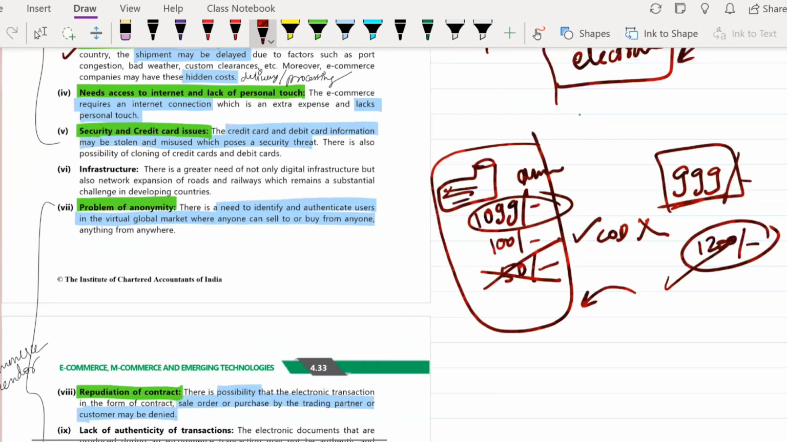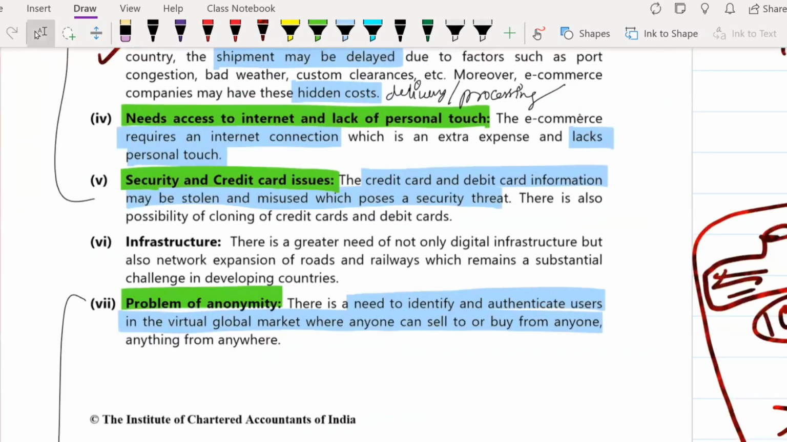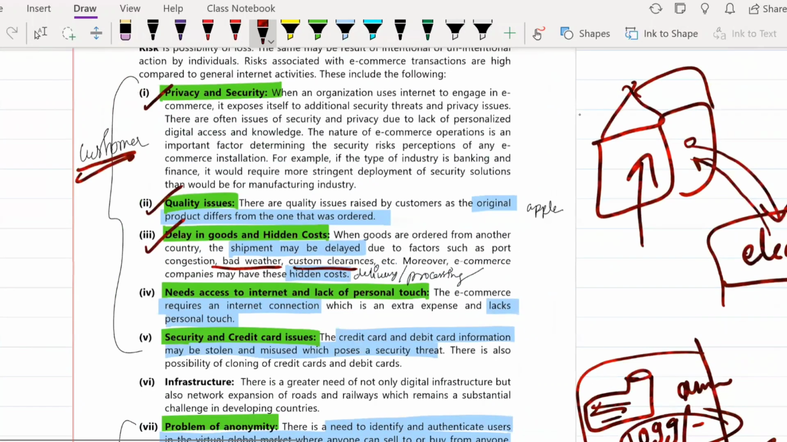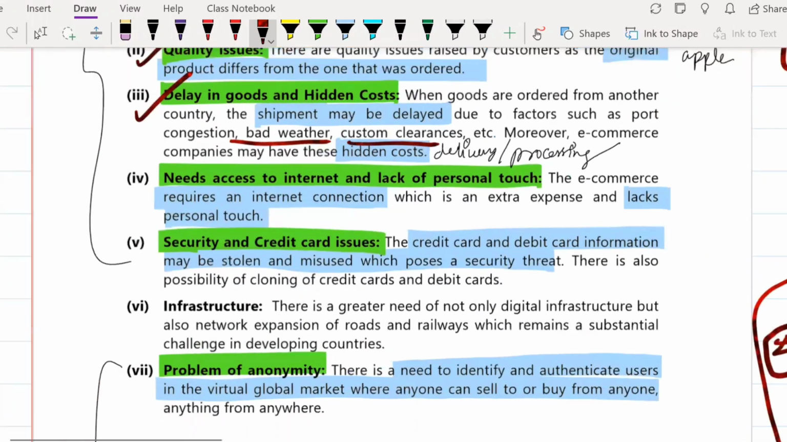So these can happen. A hidden cost issue can come, and there might also be a delay in goods. What happens if there is bad weather, or the shipment is not getting cleared? In this case, your shipment may also get delayed. So this is one of the risks in your e-commerce business environment.